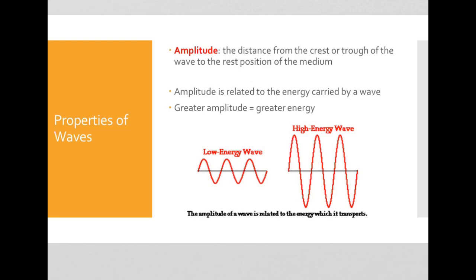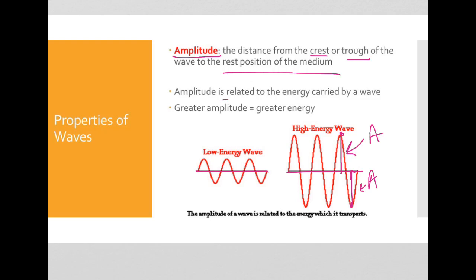The last property of waves that you need to know about is the amplitude. The amplitude is basically going to be the distance from the crest or the trough of the wave to the rest position. You can consider the rest position to be this middle line that you can draw about halfway through. The amplitude is going to be the distance between the crest and that resting point, or the trough and that resting point, and it will be the same. So it doesn't matter which one you take.